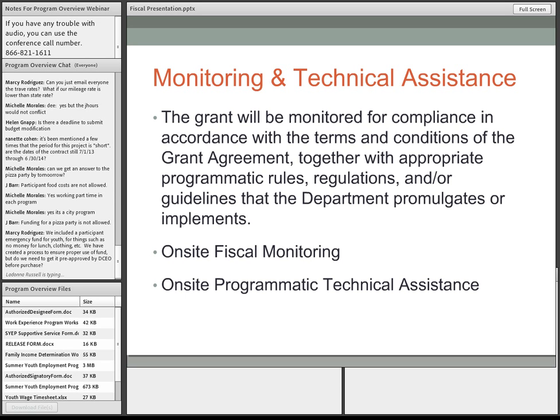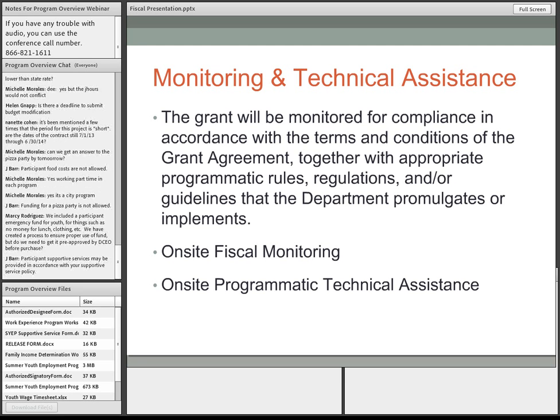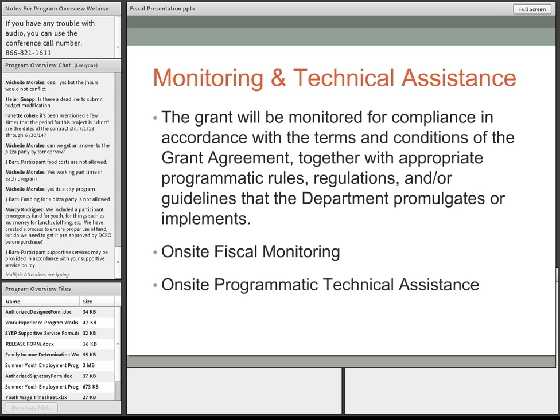Okay. The program has mentioned that there's a short time period, as we've been mentioning today. Is the contract still from July 1 through 6/30 of 2014? Yeah, and no, probably not. We're probably looking at a December 31st end date. So there would not be a full year program on this. Correct. And John has answered, our boss is in here, that funding for a pizza party is not allowed. Okay. Find another sponsor for that or something. Yeah, you could do that.